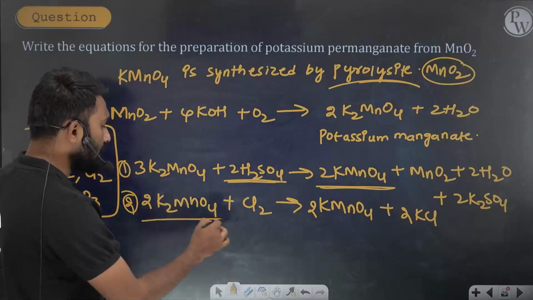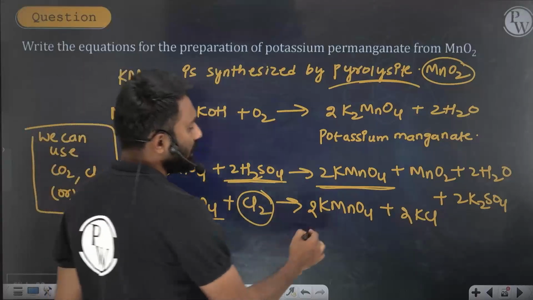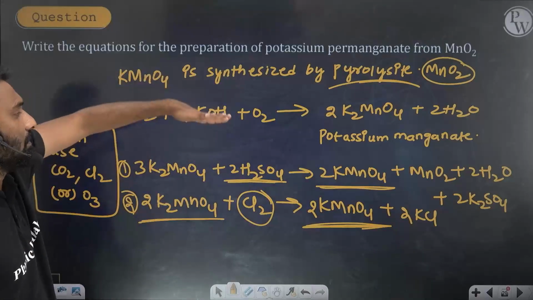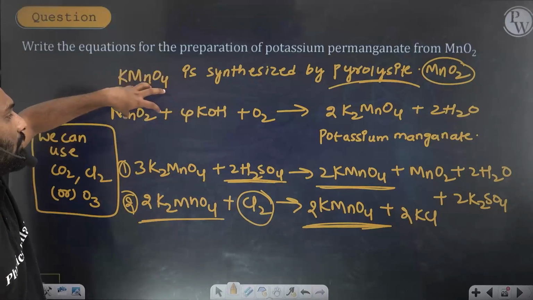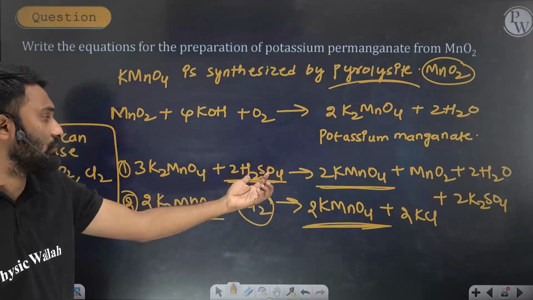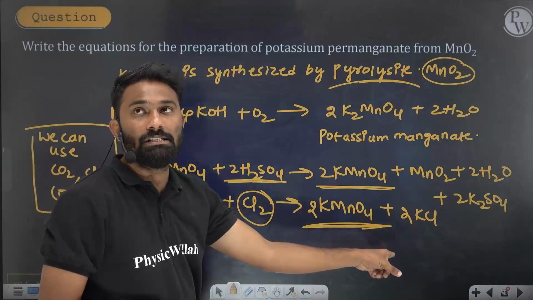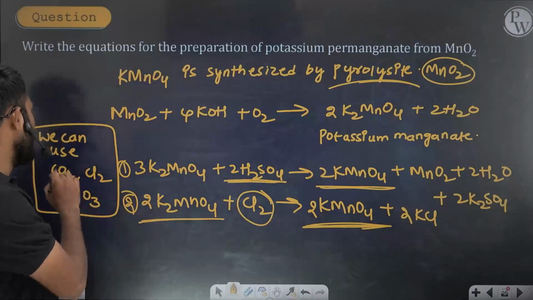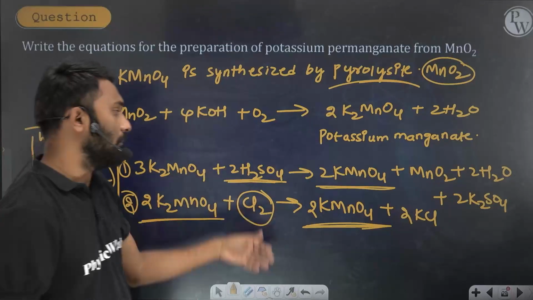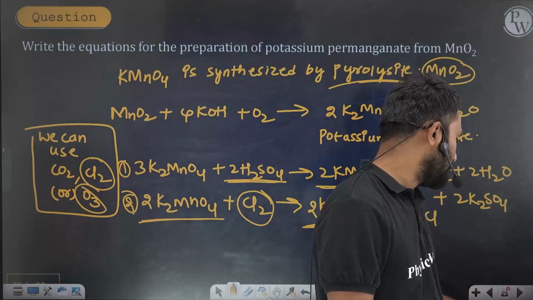Now this potassium manganate, if it is reacting with the Cl2 gas, again we are getting the potassium permanganate. Clear? Now this is the main pyrolusite. First it will give the potassium manganate, reacting with the H2SO4, it gives the potassium permanganate. If it is reacting with the Cl2, we will get the potassium permanganate. Clear? Now CO2 also we will get, Cl2 also we will get, O3 also we will get. Clear? Now for the 2 marks question, these 2 equations are enough.